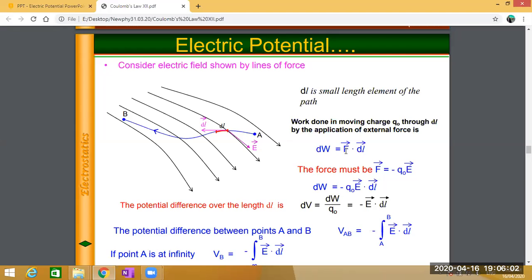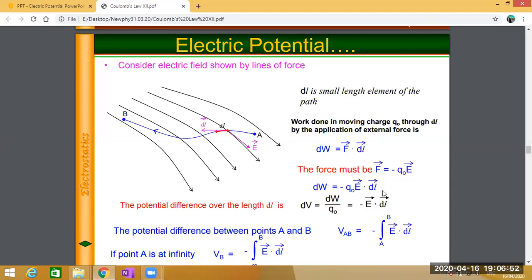But the external force must be equal to the electrical force and opposite in direction. The electrical force tends to take the test charge along this direction, but the external force is applied in this direction to take it to this point. So this force will be the negative of the magnitude of the electric force. Electric force is given as Q naught times E. So external force is given as minus Q naught times E. Now work done is equal to minus Q naught times E vector dot dl. Now we have to know what the angle is between vector E and dl.